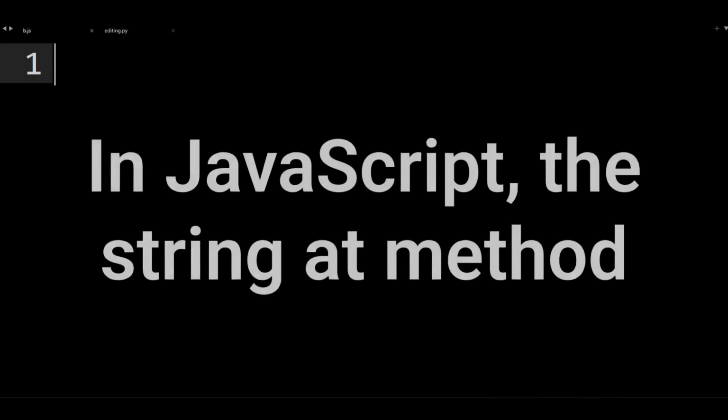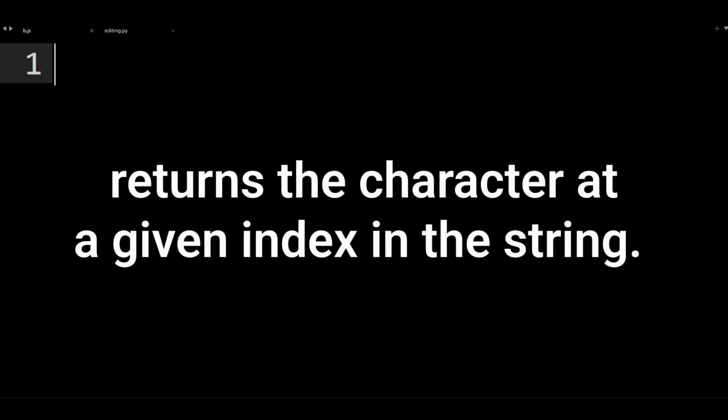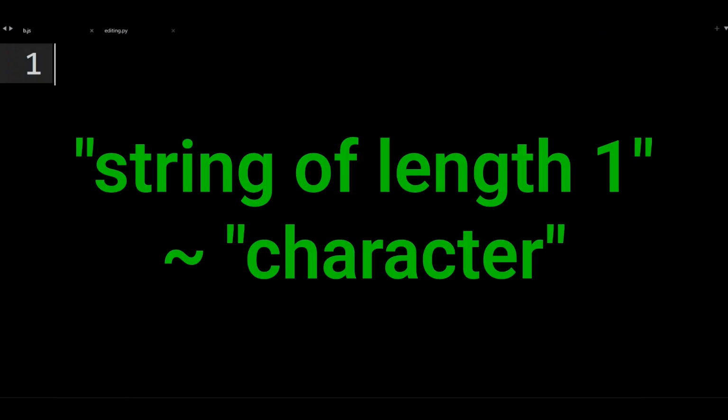In JavaScript, the string at method returns a character at the given index in the string. That was a slight lie. JavaScript doesn't have a character type, but the at method does return a string of length 1. At is a fairly new string method. It was introduced in ES2022. It is nearly identical to the charAt method, except for one difference I'll cover at the end.